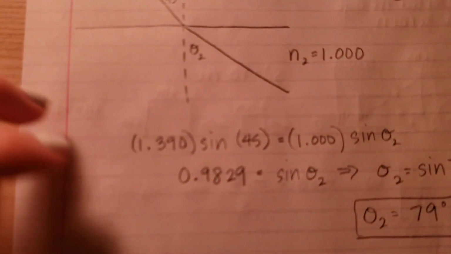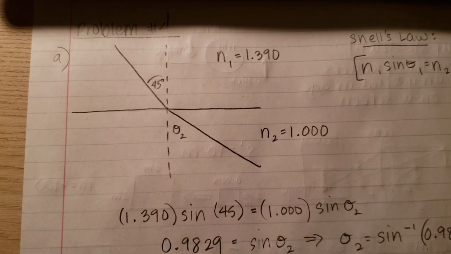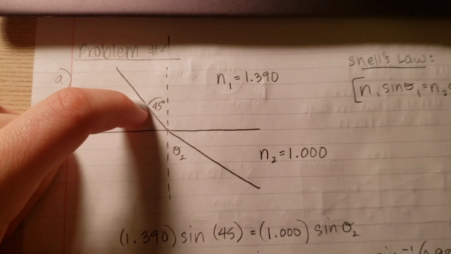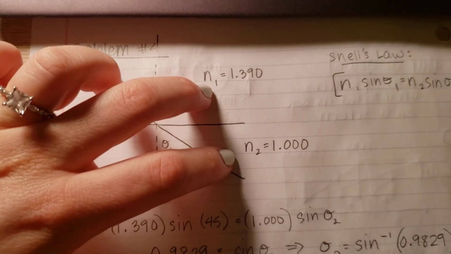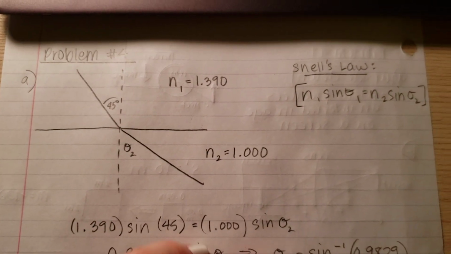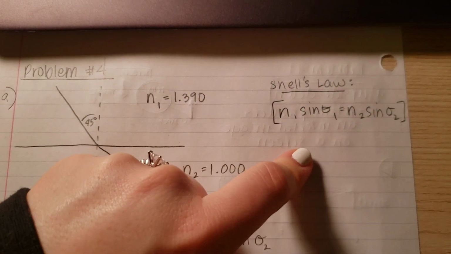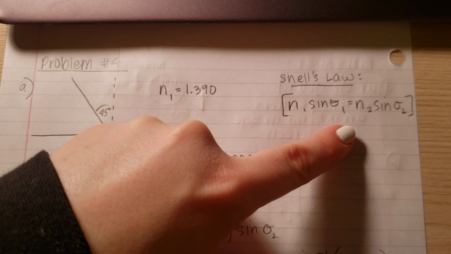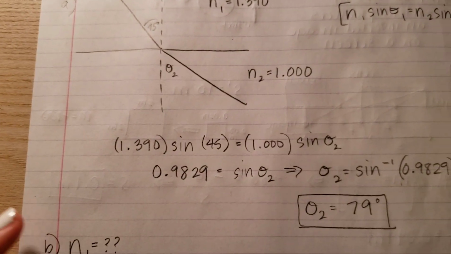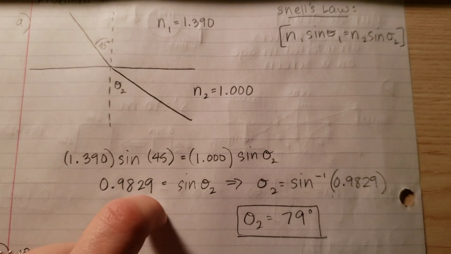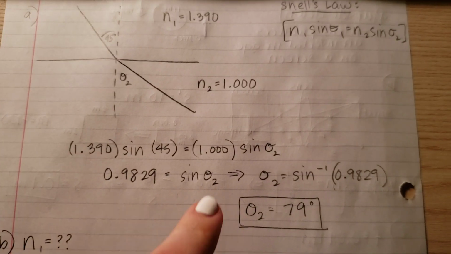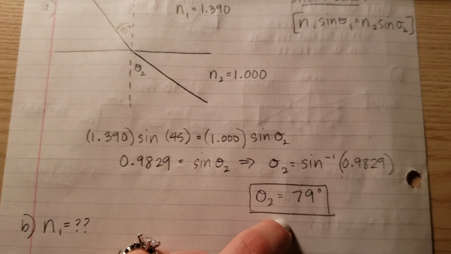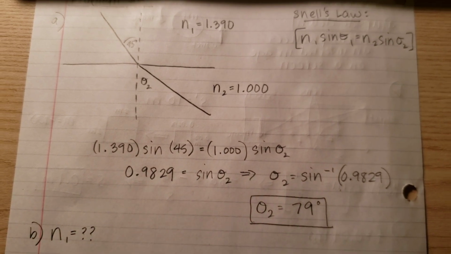So for this one, for part A, I've just drawn out the figure that they drew out for us, and we have theta 1 equal to 45, theta 2 is what we're solving for, and our indices of refraction. We're just going to need to use Snell's law, which is n1 times the sine of theta 1 is equal to n2 times the sine of theta 2. And we can just plug in all those numbers. Theta 2 is going to be equal to the inverse sine of 0.9829, which is equal to 79 degrees. So theta 2 equals 79 degrees.